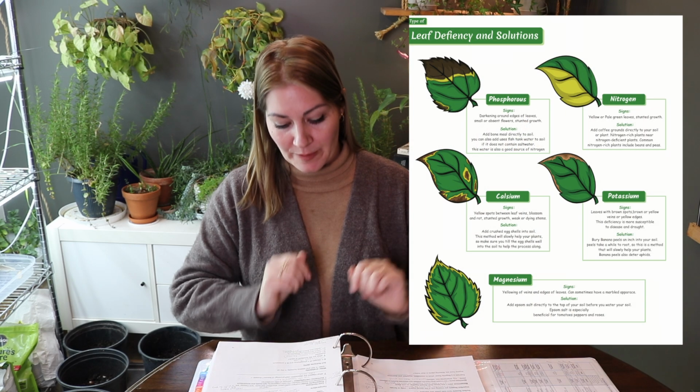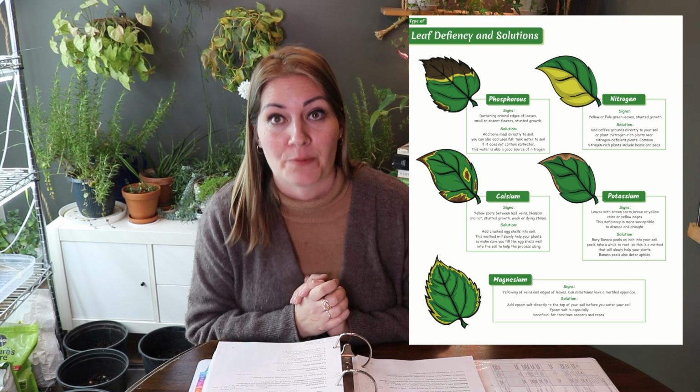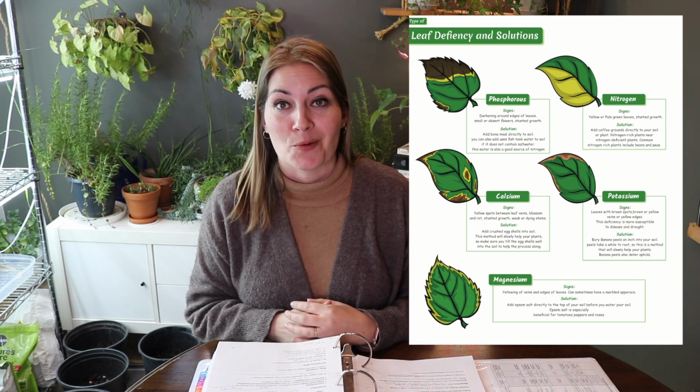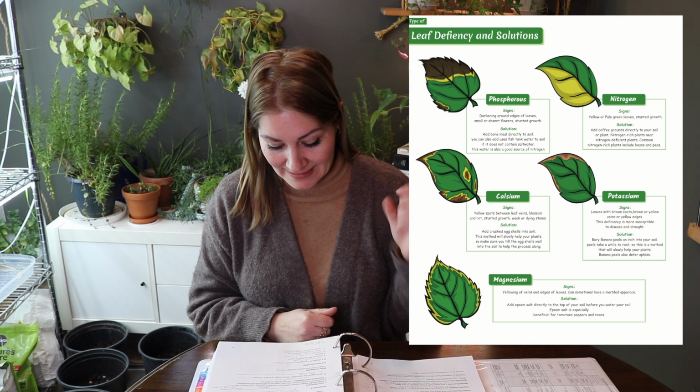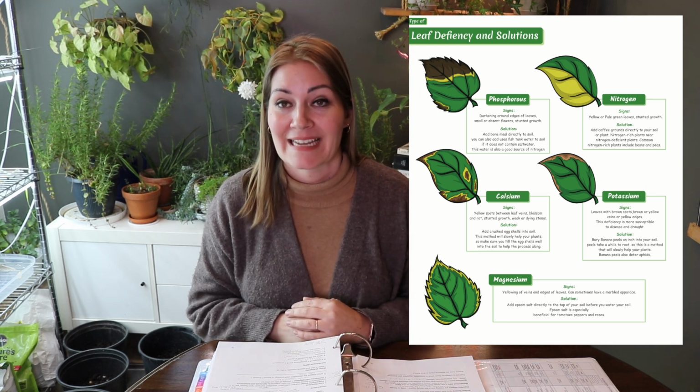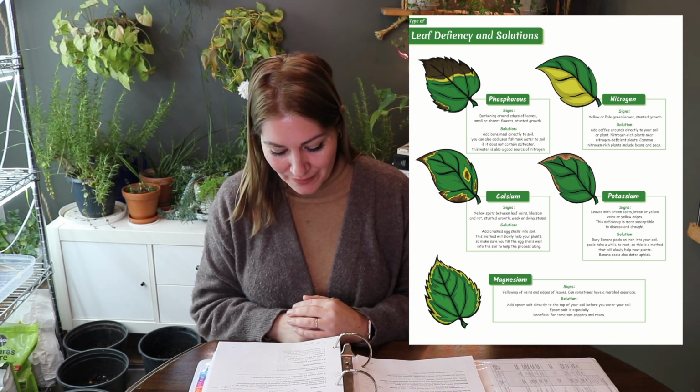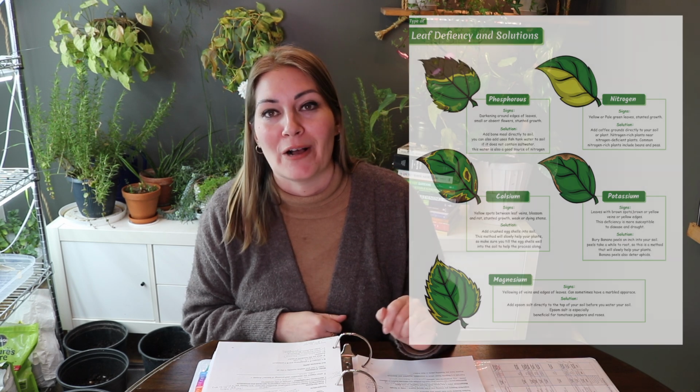So nitrogen would be responsible for vegetative growth, meaning leaves. Phosphorus would contribute to root growth and flowering. And potassium, lastly, is there to help with flowering, fruit, and overall plant health.